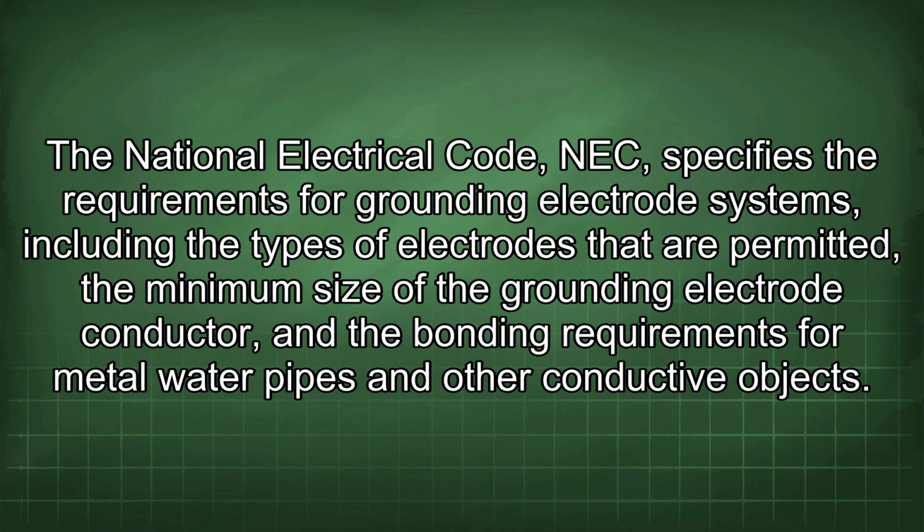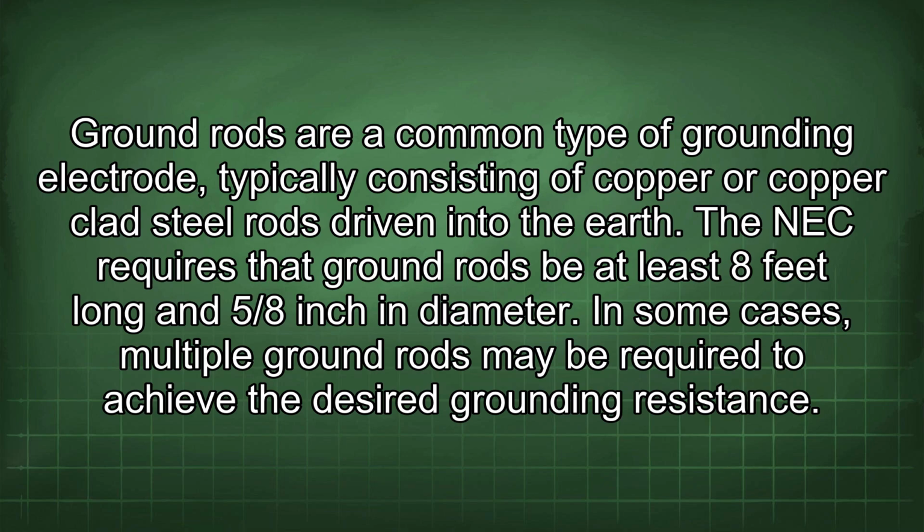The National Electrical Code, NEC, specifies the requirements for grounding electrode systems, including the types of electrodes that are permitted, the minimum size of the grounding electrode conductor, and the bonding requirements for metal water pipes and other conductive objects. Ground rods are a common type of grounding electrode, typically consisting of copper or copper-clad steel rods driven into the earth. The NEC requires that ground rods be at least 8 feet long and 5/8 inch in diameter. In some cases, multiple ground rods may be required to achieve the desired grounding resistance.